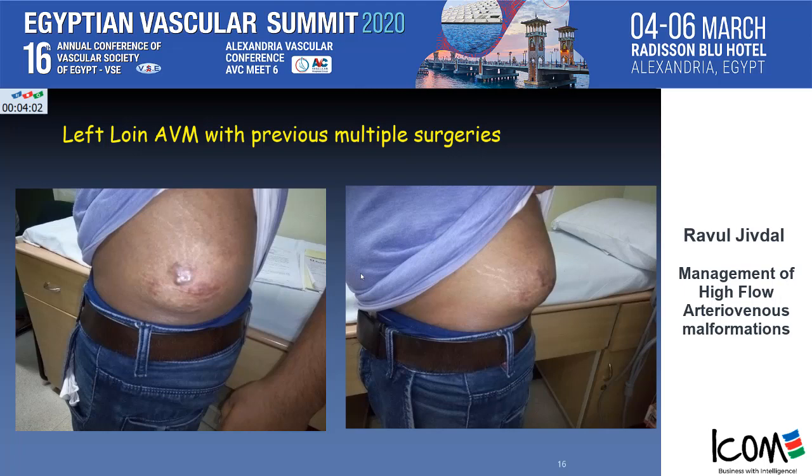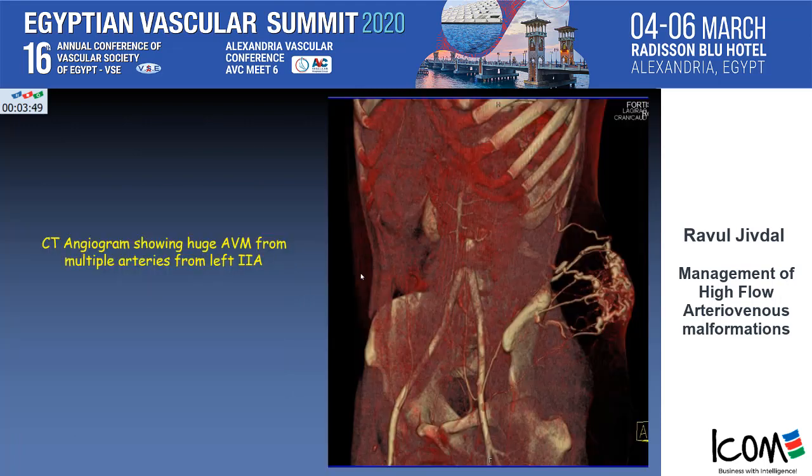This guy had 2 surgeries done before. He's an 18-year-old boy. It's a high flow AVM with previous multiple surgeries, and a very pulsatile mass in the loin, and it's painful. So you do a CT angiogram which shows a huge AVM.